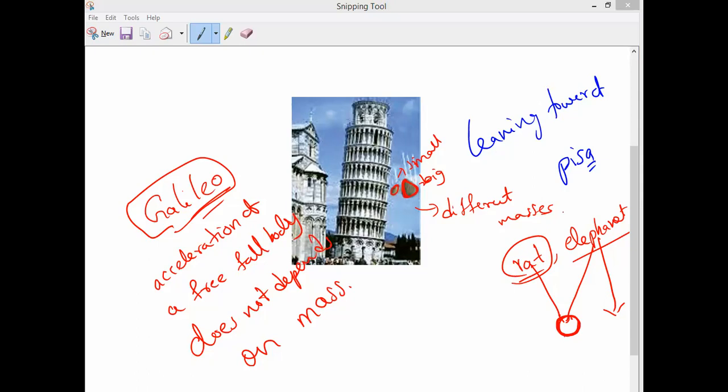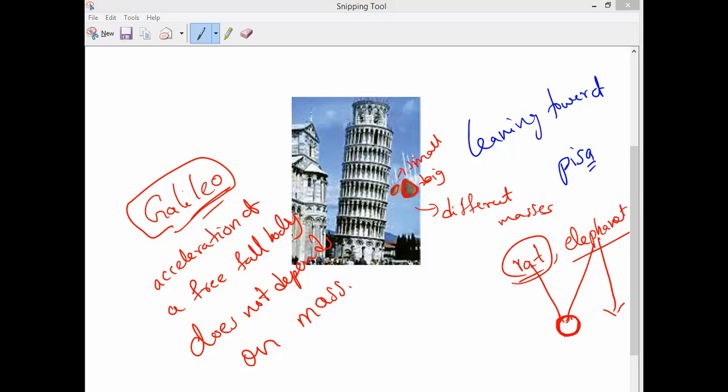Why? Because in free fall, the acceleration of the body is independent of the mass of the body. That is what you should remember. Is it okay, everyone? Note it down. Take a picture also, in future it will be useful. So, the Leaning Tower of Pisa, Galileo's experiment.